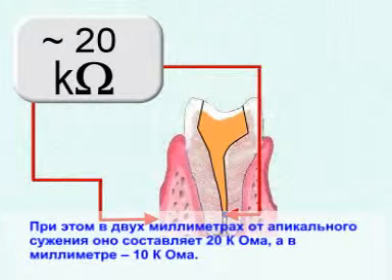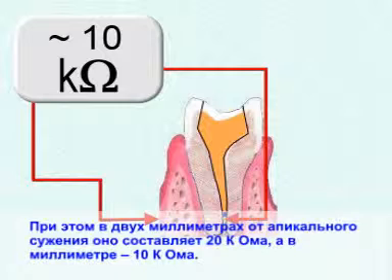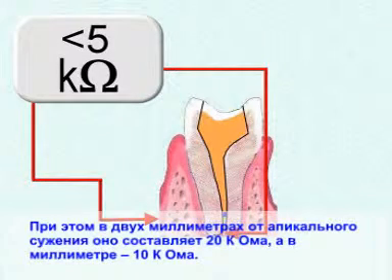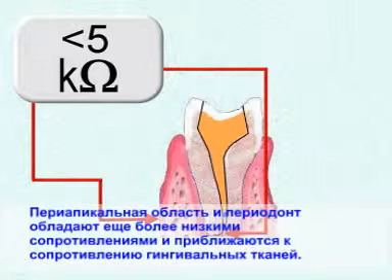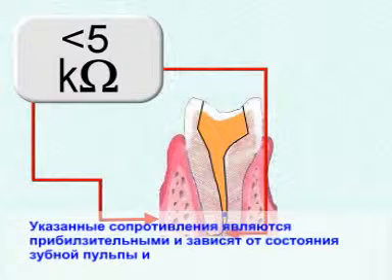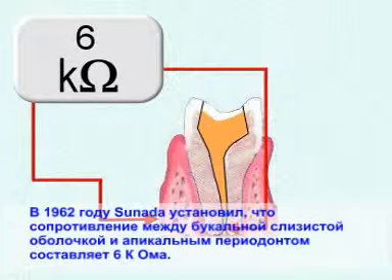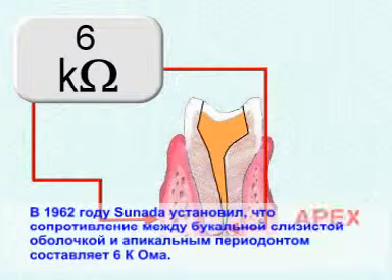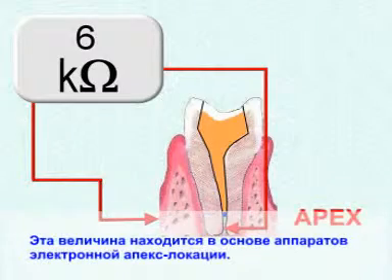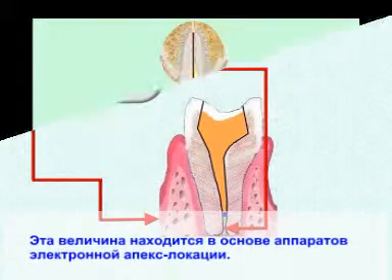The resistance is about 20 kiloohms 2 mm away from apical foramen and 10 kiloohms 1 mm away from apical foramen. Periapical area and periodontium have lower resistance and are close to that of the gingival tissues. The given resistance is approximate and depends on the tooth pulp and periodontium condition, on the extent of drying, on treatment medicines, etc. In 1962, Sunada found out that the resistance between buccal mucous membrane and apical periodontium is 6 kiloohms. That grade lies in the basis of electronics.